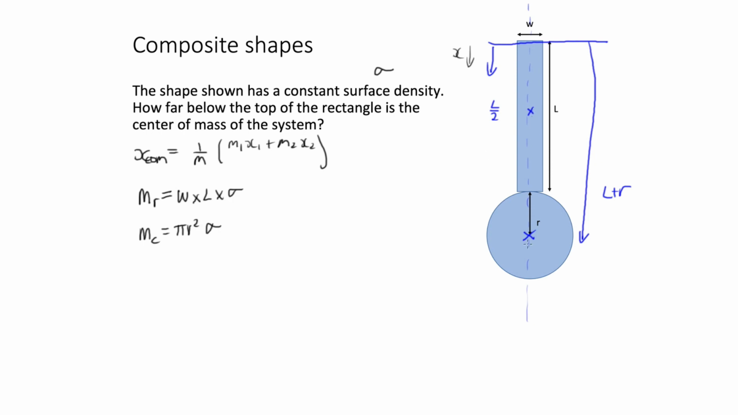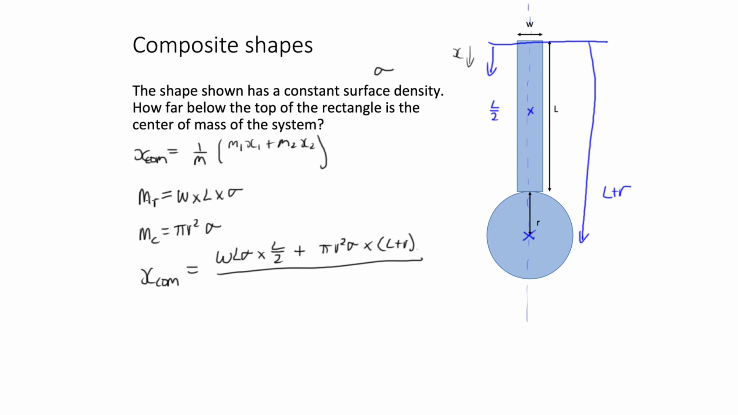So we've now got the location of the center of mass of each of these shapes individually, and we've also got the mass of them. So we can put that into this equation. So the center of mass is at M1, which is WL sigma, times X1, which we said it was at L on 2. And then M2, that's pi r squared sigma, and then times X2, which we said was L plus R, divided by the total mass.